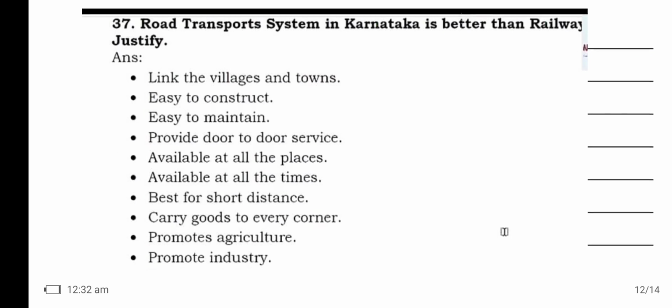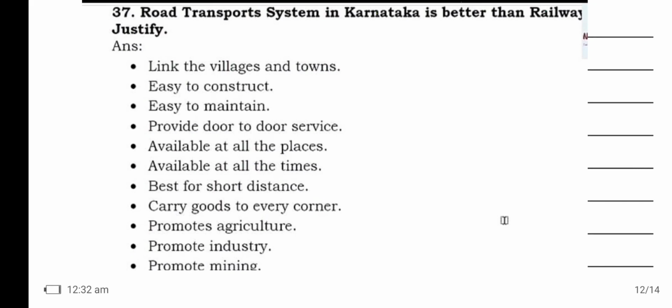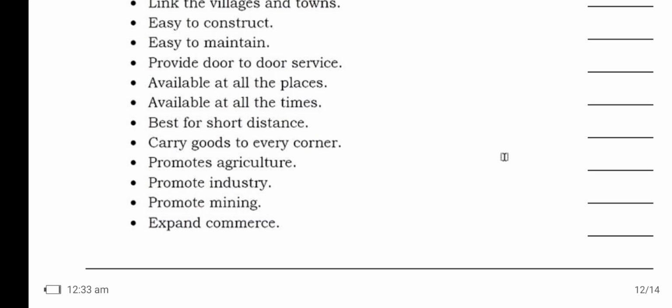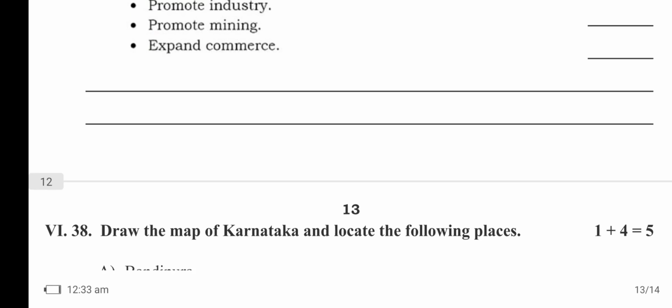The road transport system in Karnataka is better than the railway; justify. It links villages and towns, so it is very good. Easy to construct, easy to maintain. Provides door-to-door service, available at all places, available at all times. Best for short distances, carries goods to every corner. It promotes agriculture, promotes industry, promotes mining and also expands commerce.